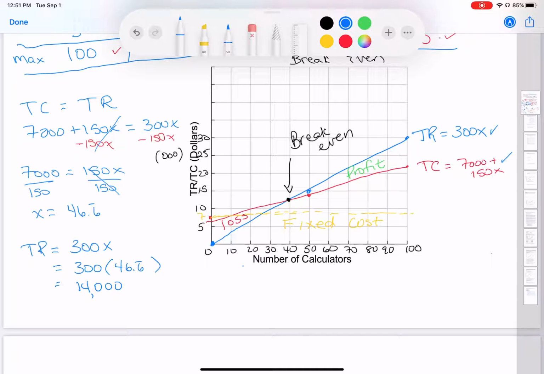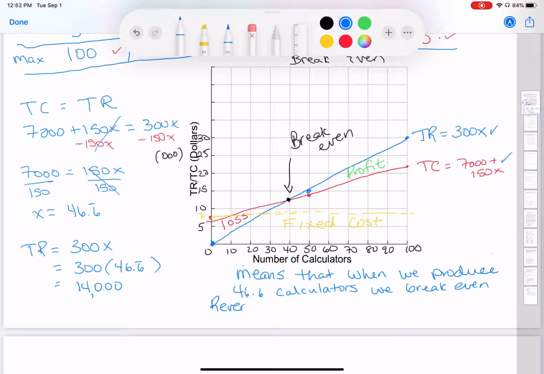All right, so what does this break-even point mean? This means that when we produce 46.6 calculators, we break even. Revenue will equal total costs at that point. They are the same, which is $14,000. And you can see from my graph that because I sketched it, my break-even point looks closer to 40, but we can label it here as 46.7 and 14,000. And again, if you were reporting this, it clearly would be that you had to make 47 calculators.